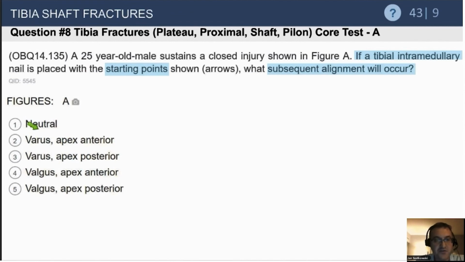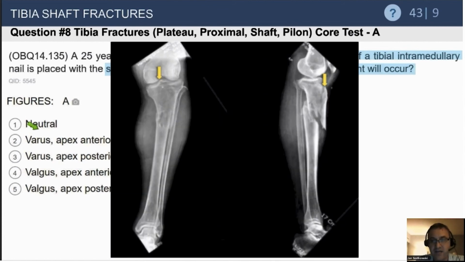A 25-year-old male sustains a closed fracture shown in Figure A. If a tibial intramedullary nail is placed with the starting point shown in arrows, what subsequent alignment will occur? Well, Figure A shows that you're placing both a medial start point as well as a fairly anterior start point, right, toward the tubercle, affecting the extensor mechanism. So what's going to happen for this proximal third tibial shaft fracture?